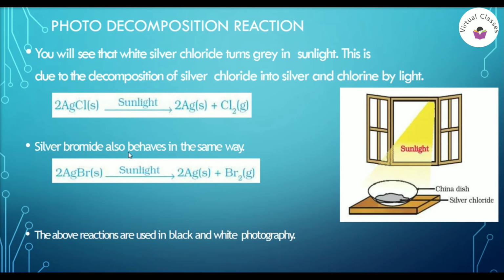Silver bromide also behaves in the same way. AgBr gives Ag and Br in the presence of sunlight. The above reactions are used in black and white photography.